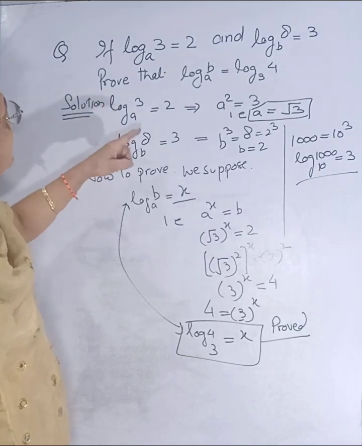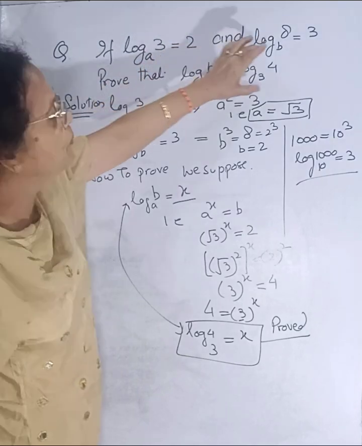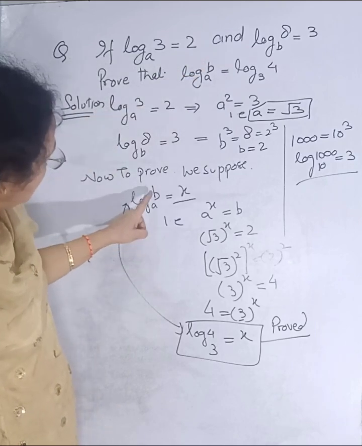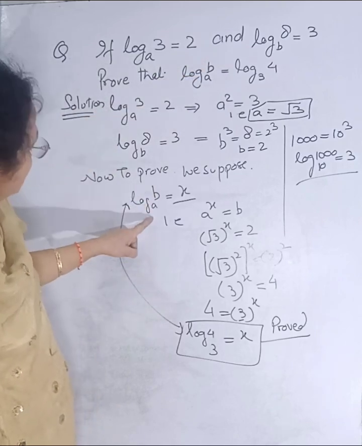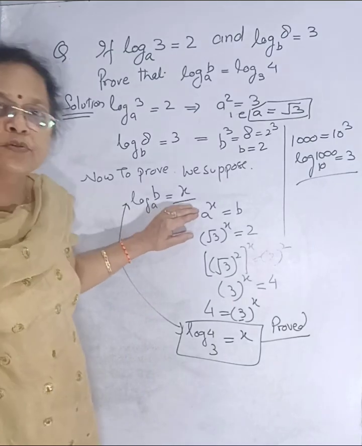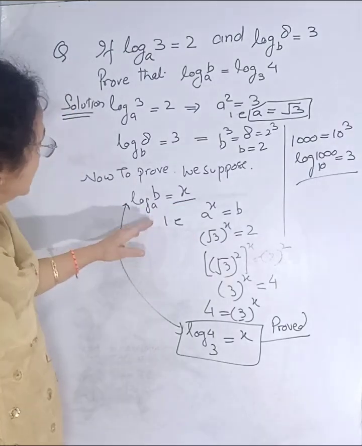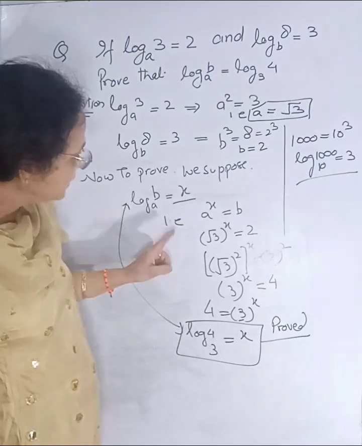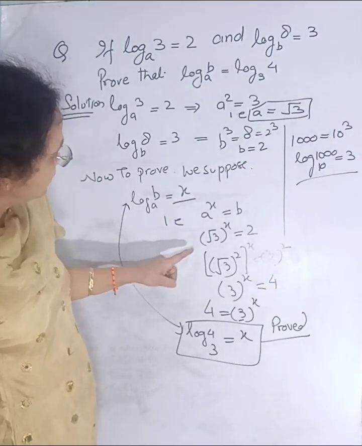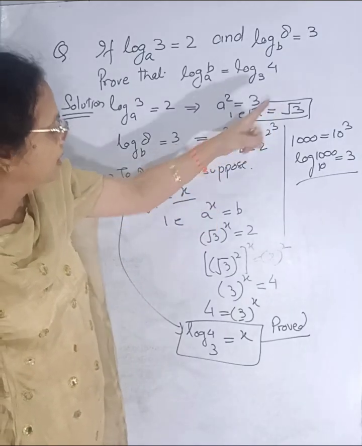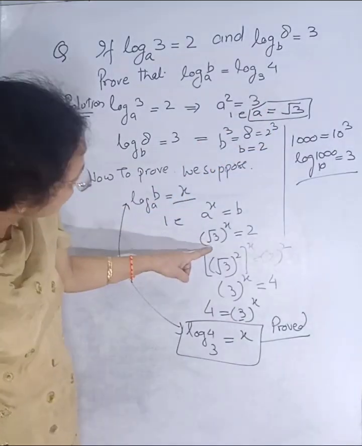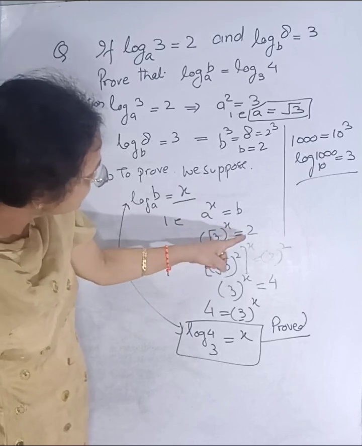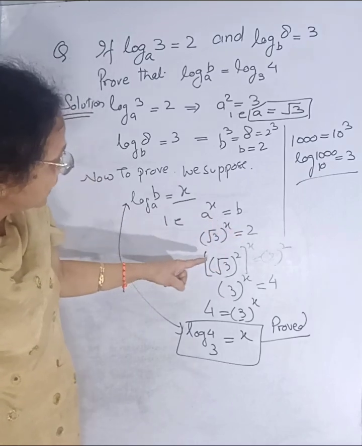Now we are taking the left hand side of this equation, which is to be proved by us. This is log of b to the base a, which we are supposing is equal to x. Then by using this formula, we can write it a to the power x equal to b, where the value of a already determined is equal to root of 3. It means root of 3 to the power x is equal to 2. Now we have to find the value of x.